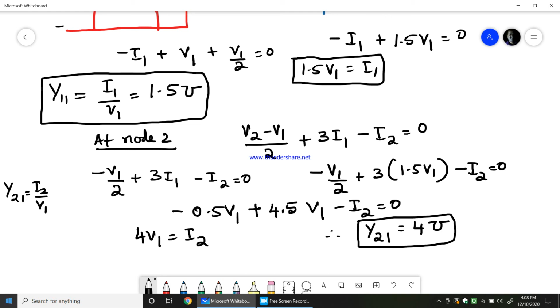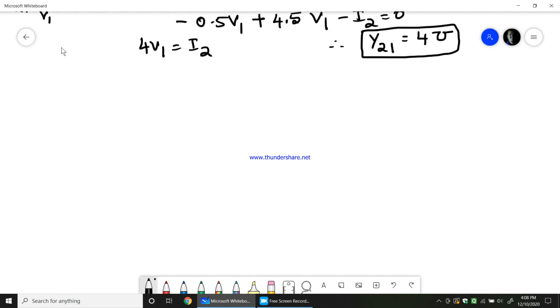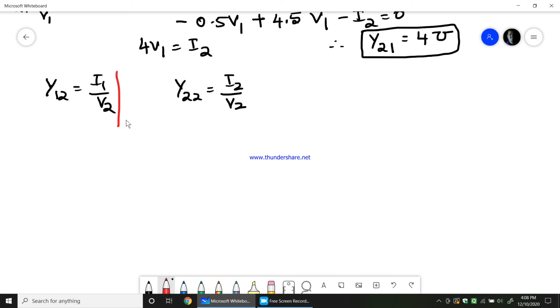So in this problem, we found what is Y11 and Y21. Now coming to find out what is Y12, which is equal to I1 by V2, and Y22, which is equal to I2 by V2. This can be found when we equate V1 equals 0. So when V1 equals 0, what happens? I'll write that circuit now.